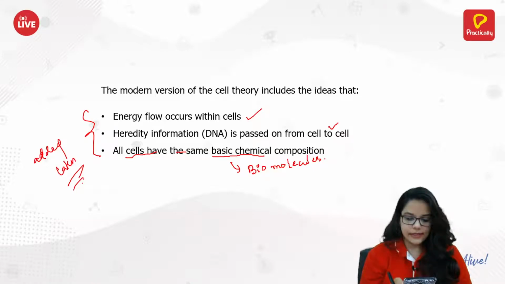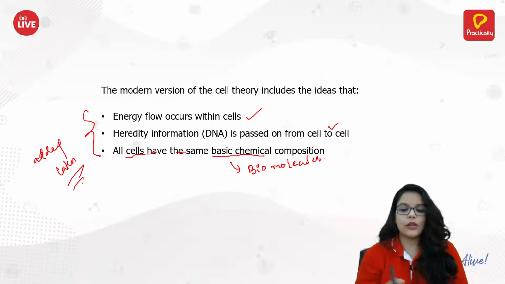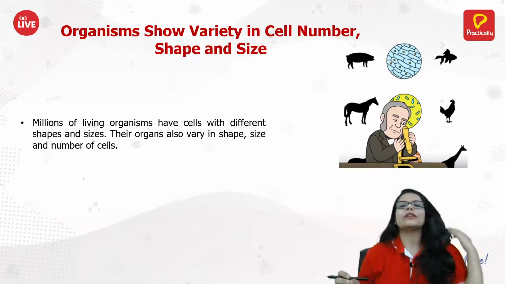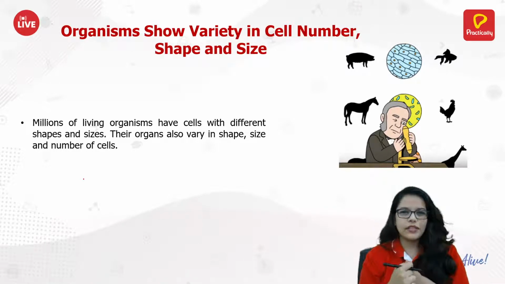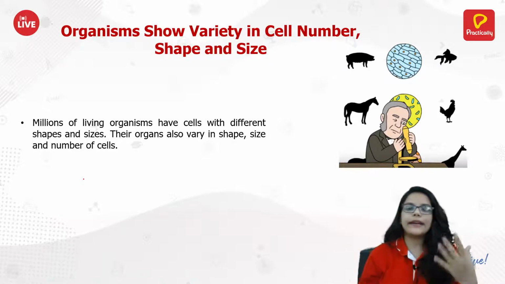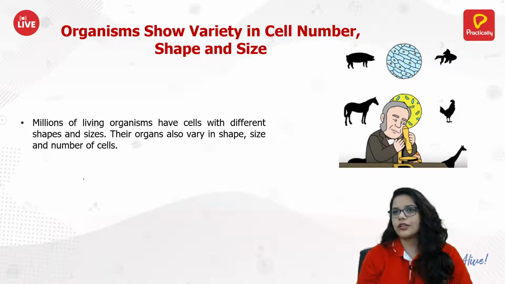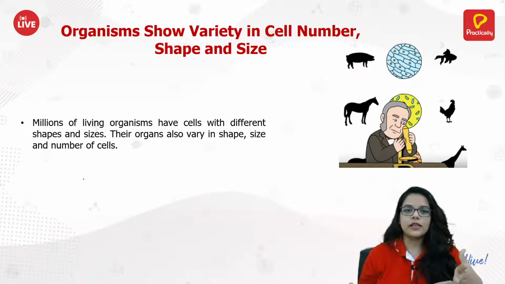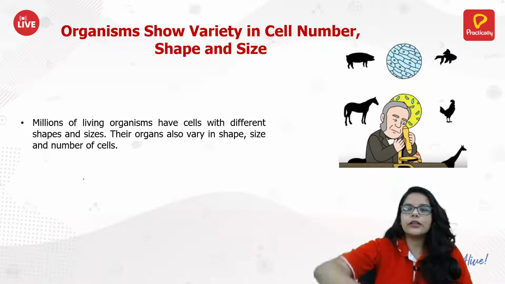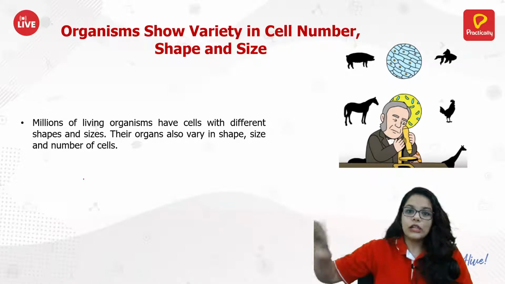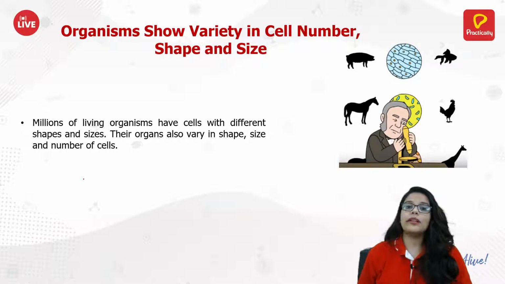Now we'll discuss the different kinds of cells we see. Cells can be divided into n number of types. There are unicellular and multicellular, and prokaryotes and eukaryotes. Then there are different shapes of cells and everything. There are a lot of cells. Even if we don't consider the dead cells and only consider the living cells, there are n number of shapes, n number of types and everything. So organisms show variety in cell number, shape, size, etc.